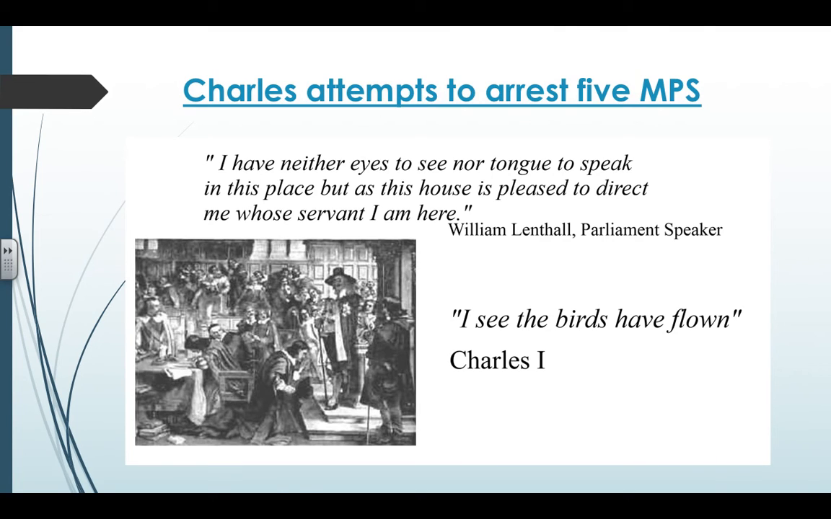Finally, tensions come to the surface, and Charles decides enough is enough. I am the king. I need to assert my authority as the king. So he decides he's going to take the 5 most troublesome members of Parliament, the 5 people that he believes have been stirring up all of these issues, and he decides he's going to arrest them.